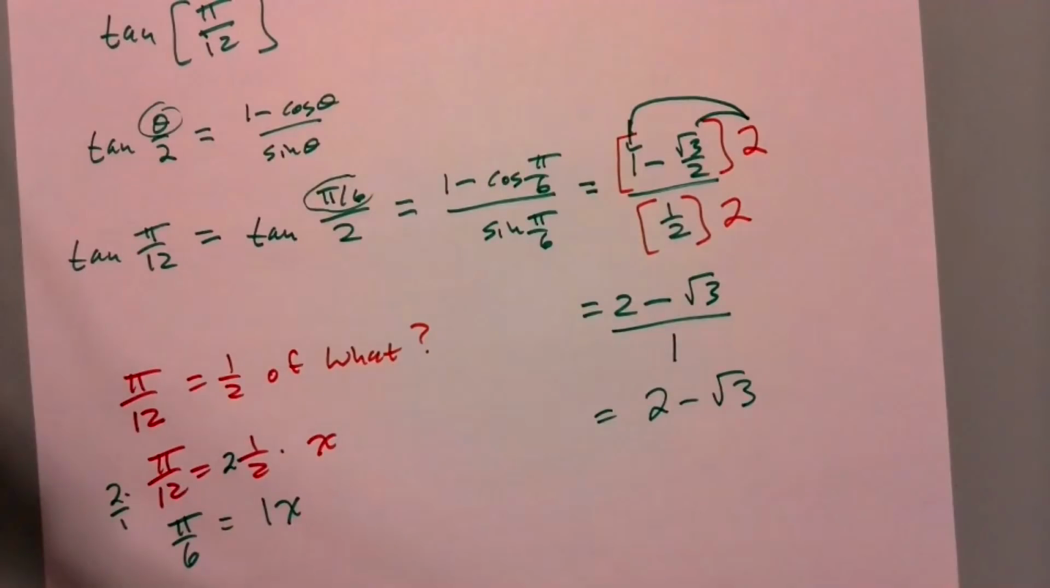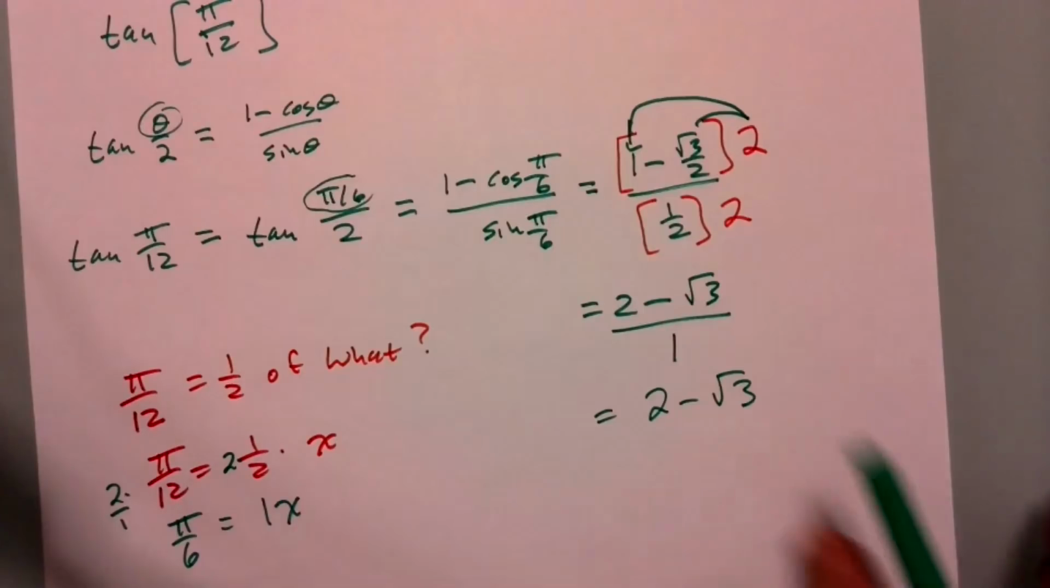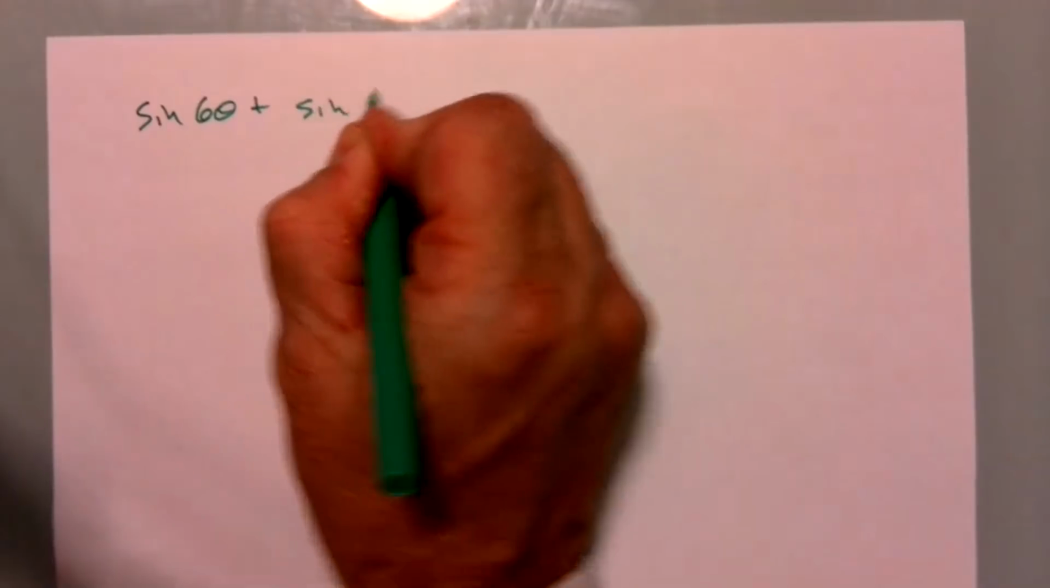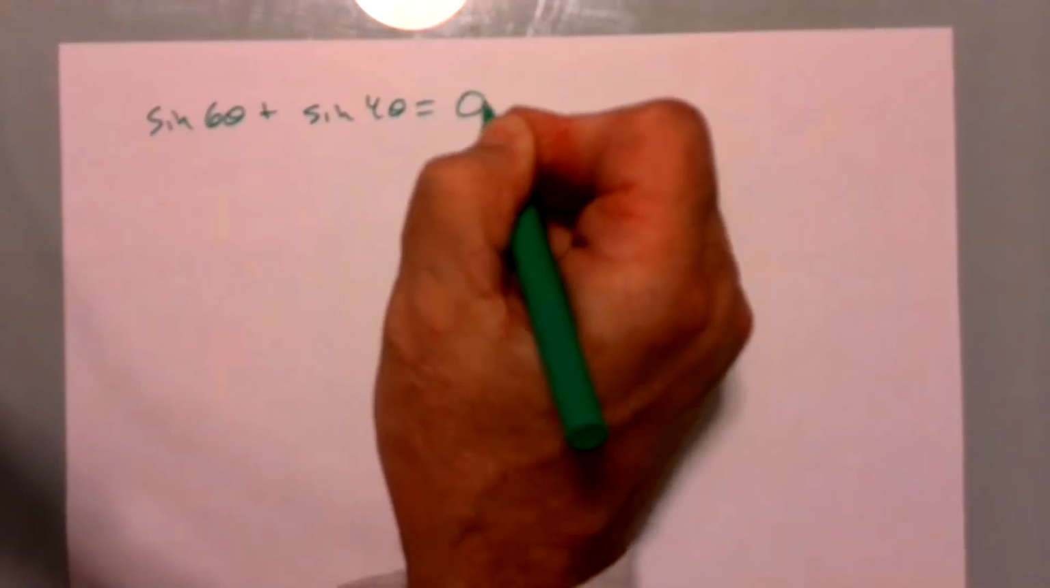But indeed, if you have more questions, feel free to put them in the comments, and I'll make every effort to get to them. Okay, our next question is a challenging one. I think the next question may be the most challenging question in this unit. So we're solving an equation. The equation we're solving is sine 6 theta plus sine 4 theta is 0.